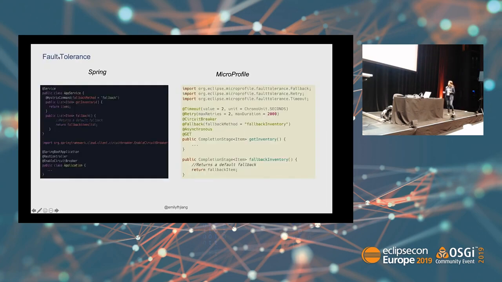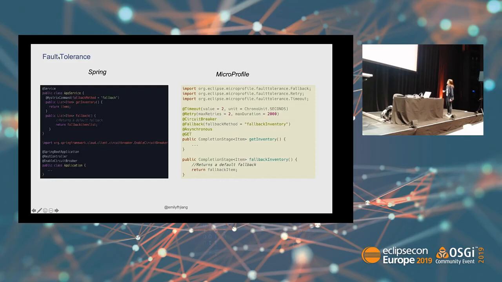So the next thing is how can you make sure your microservice behaves all the time, no matter what, rain or sunshine, or even if the backend is not working, and you can still respond? So we want to build a resilient microservice. Call it fault tolerance. In Spring, you use Hystrix.